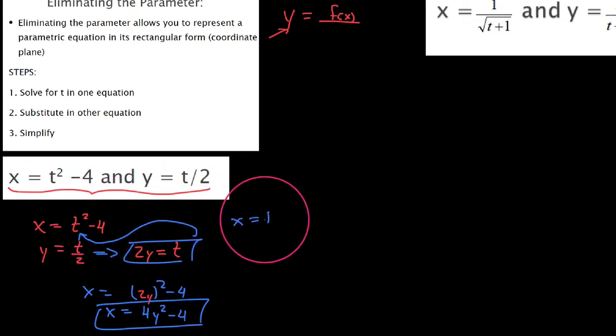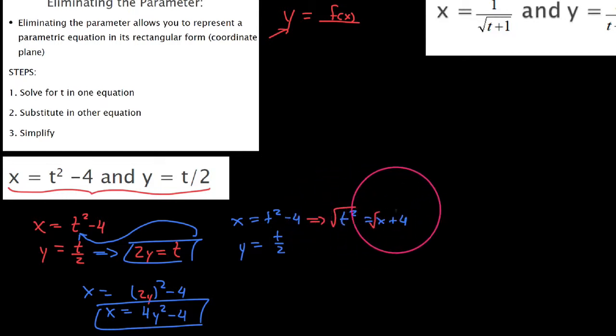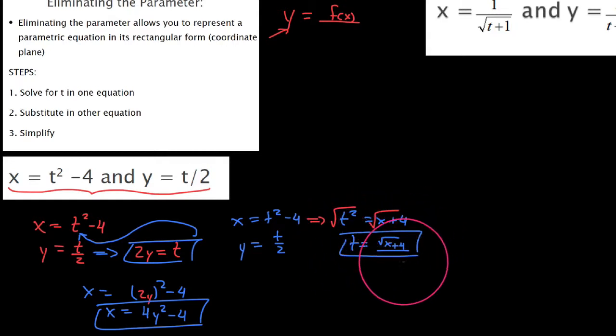We say, okay, well, I've got x equals t squared minus 4, and y equals t squared over 2. So in this case, I would have to add 4 to both sides, so this would imply that t squared equals x plus 4. And then we take the square root of both sides here. We get t is equal to the square root of x plus 4. Actually, we'll just leave it that way.